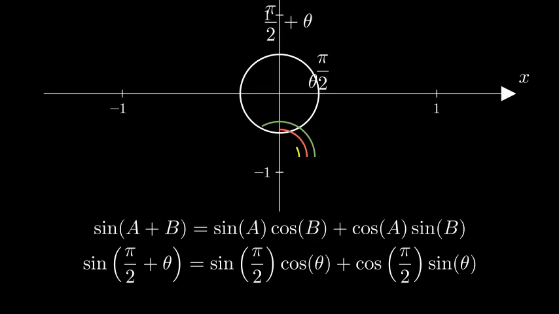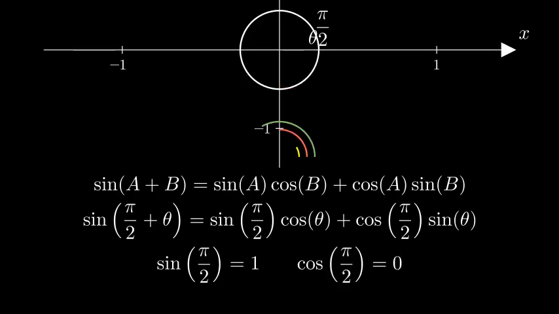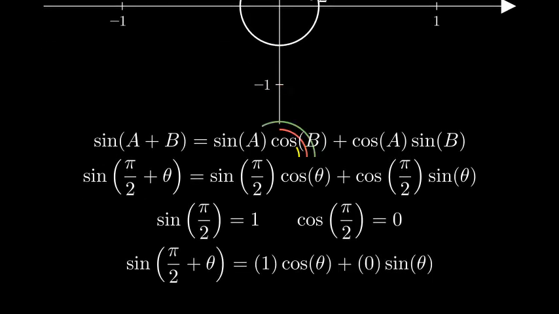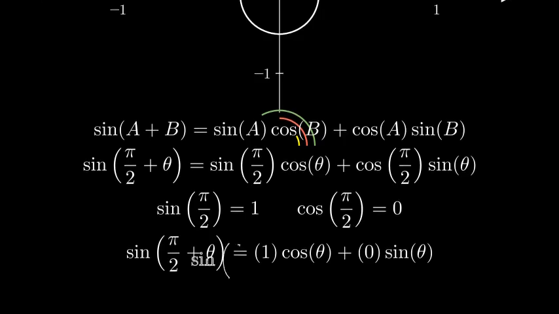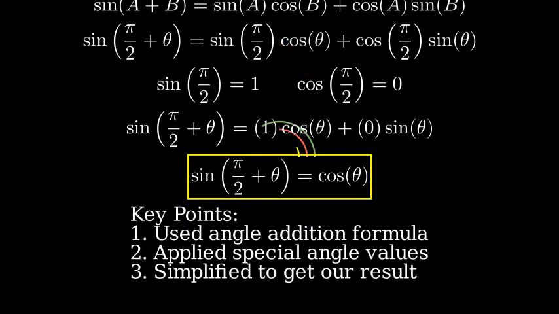Now let's recall some special angle values. Sine of pi over 2 equals 1 and cosine of pi over 2 equals 0. Let's substitute these values into our equation. This gives us sine of pi over 2 plus theta equals 1 times cosine of theta plus 0 times sine of theta, which simplifies to cosine of theta. And thus we have proven that sine of pi over 2 plus theta equals cosine of theta.